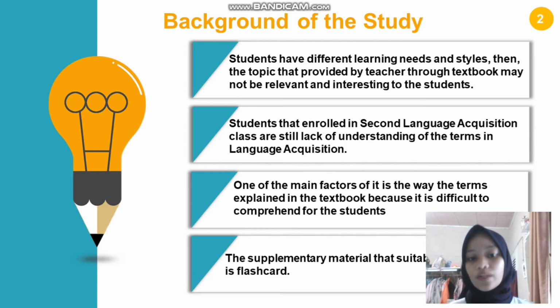So for this class, we need supplementary material, right? The supplementary material that is suitable for the students is flashcards, because flashcards have a brief explanation. The words in the flashcard are easy to understand, according to the developer's choice of words. And also in the flashcard, we use points to explain something. The design of the flashcard is also interesting. It could be designed to be as interesting and eye-catching as possible. So it can be said it is suitable for students of second language acquisition.